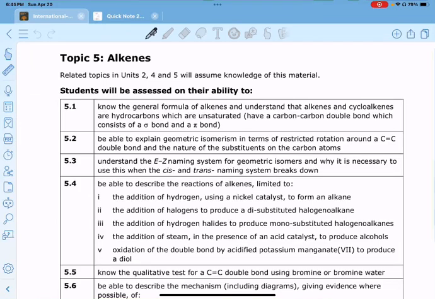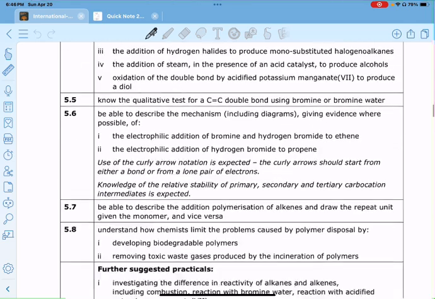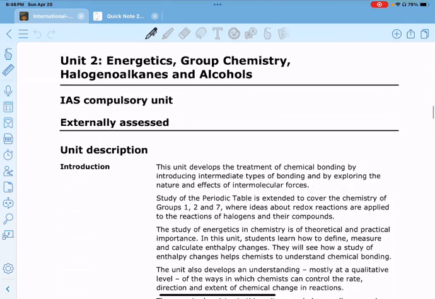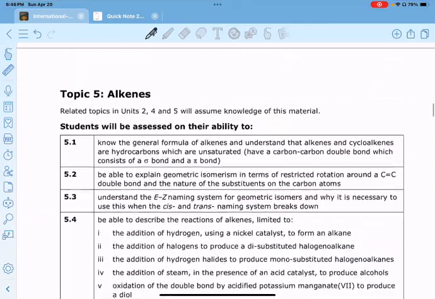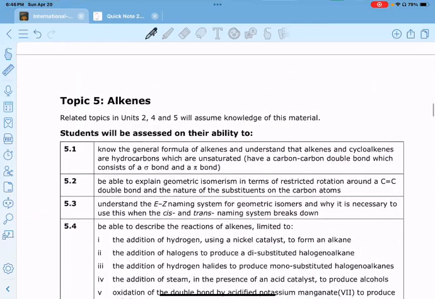Welcome to part 11 and the final part of the Chemistry IAS Edexcel Unit 1 revision notes. So this is the last topic, alkenes, before we get into Unit 2. Starting off very quickly with the alkenes, this is one of the most important topics again, along with topic 4. But yeah, let's begin.